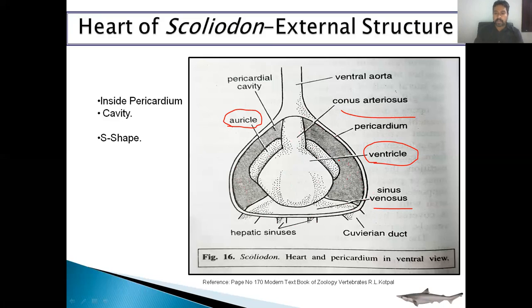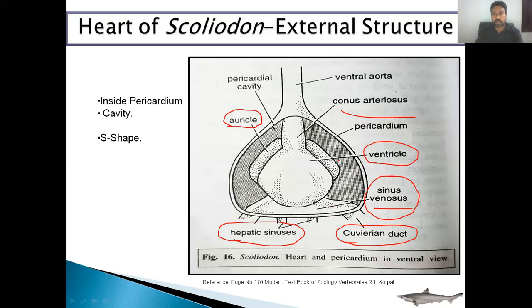And there are receiving chambers. The first receiving chamber is the sinus venosus. In the sinus venosus, veins are coming. There are two veins, the cuvarian duct and the hepatic sinus. These are the veins which collect the blood from the body, and these two veins, the hepatic sinuses and the cuvarian duct, open to the sinus venosus, the first accessory chamber.